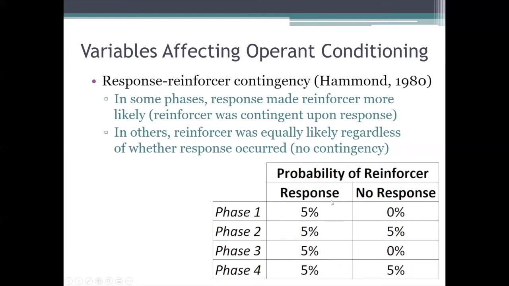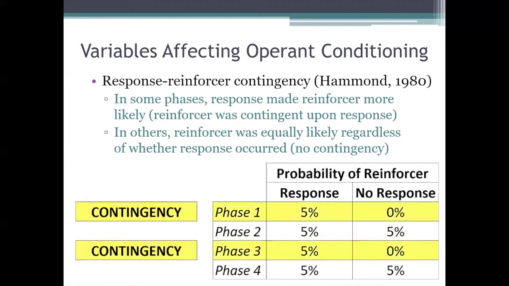But what Hammond manipulated was the probability that the rats would get water after a no response interval. Now, in phase 1 and phase 3, that probability was 0%. So, in those 2 phases, the animals had no chance at all of receiving water if they didn't make a response, but they had a 5% chance of receiving water if they did make a response.